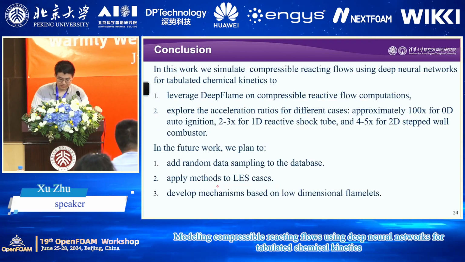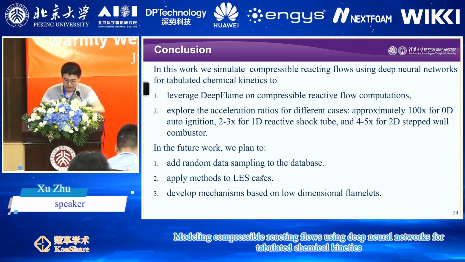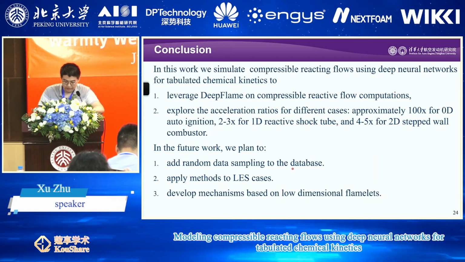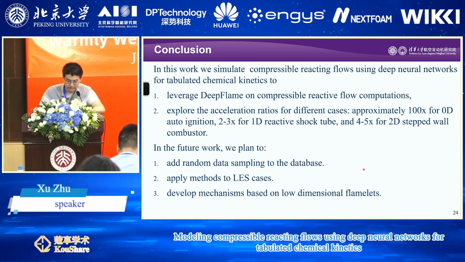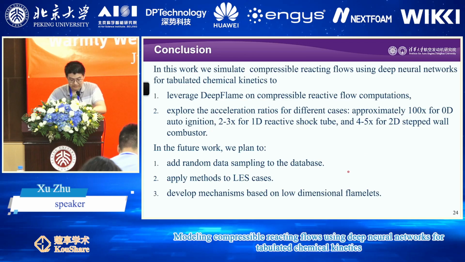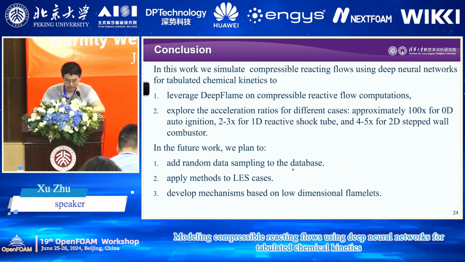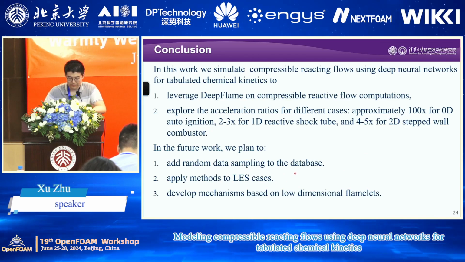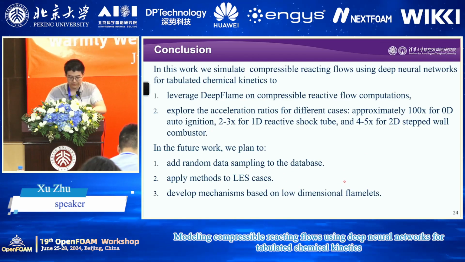So here is the conclusion. In conclusion, we have demonstrated the potential of applying deep neural networks in accelerating the computation of compressible reacting flows. In future work, we plan to add random data sampling to our database, and perhaps apply our methods to LES cases and develop mechanisms based on low-dimensional flamelets.